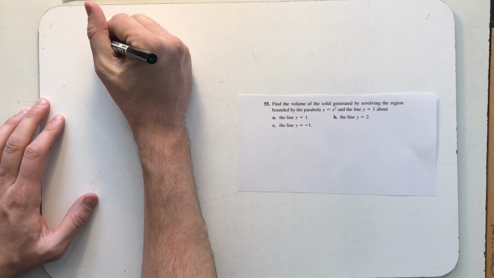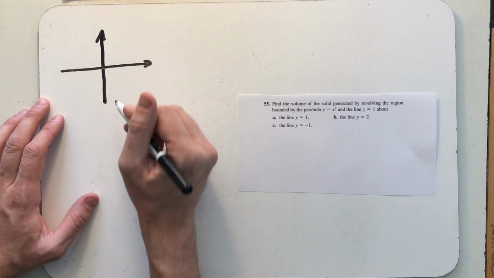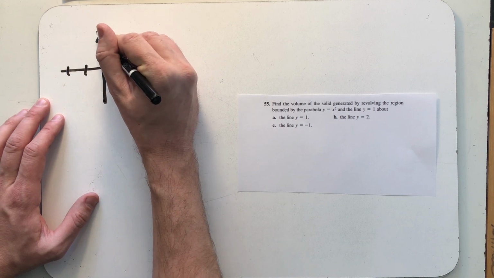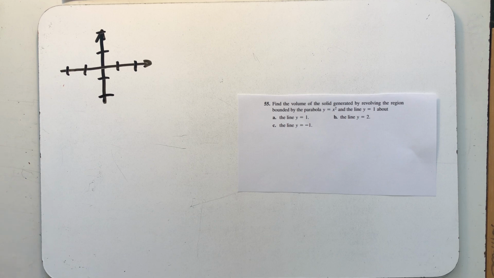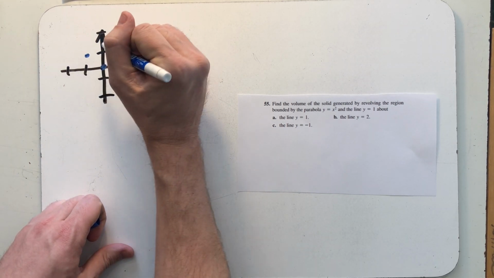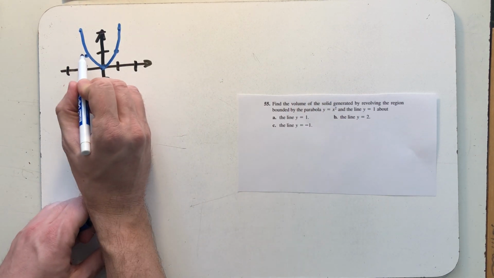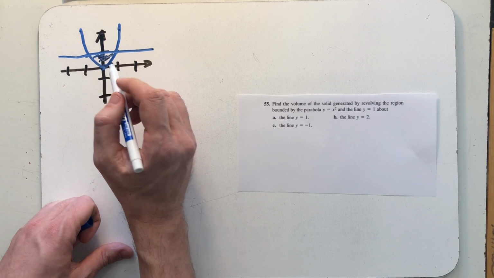First, let's start by sketching the region so we understand what will be revolving. So we're taking the parabola y equals x squared, just the standard quadratic function, and the line y equals 1. So there's the region we're going to be revolving.